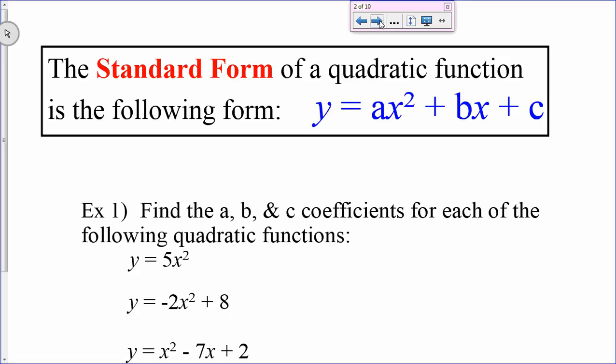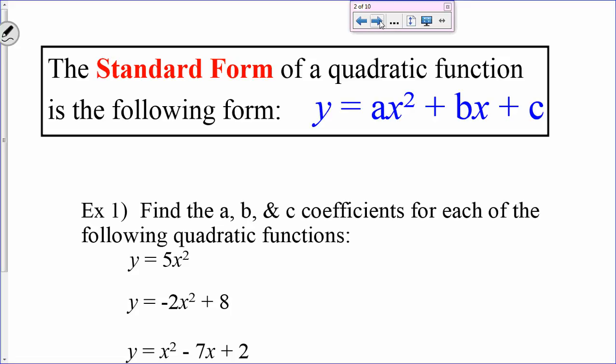So we talked about the standard form first of a quadratic function, which is the following form: y equals ax squared plus bx plus c. Again, these are called quadratics because the degree of the variable x is 2, so we call those quadratic polynomials. So this is a quadratic equation, quadratic function. All right, so a is the coefficient of the x squared term, b is the coefficient of x, and c is just a constant. So in example 1 here, we're looking to identify a, b, and c.